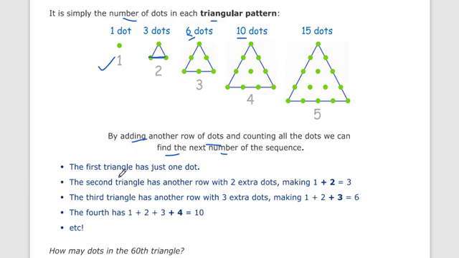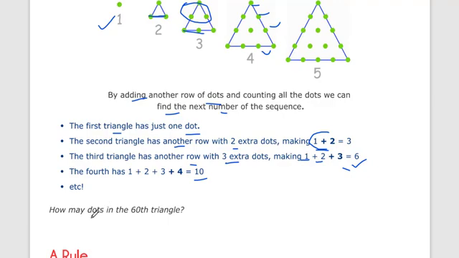Here we have already discussed this. The first triangle has one dot. The second triangle has another row with two extra dots, so 1 plus 2. The third triangle adds another row with 3 extra dots, so 1 plus 2 plus 3 is equal to 6. The fourth has 1 plus 2 plus 3 plus 4, which is 10.